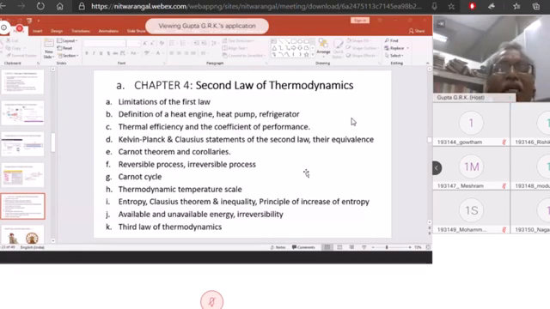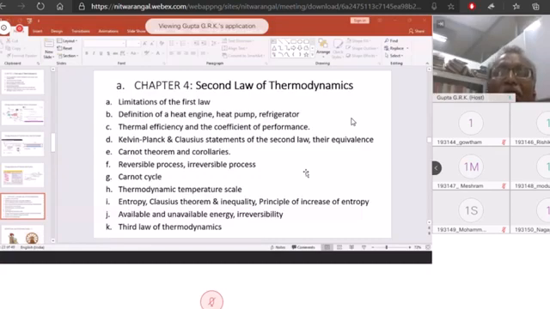And then Carnot theorem and corollaries. We will see there is a particular cycle or engine which is an ideal one and which can give the maximum efficiency. This is like a benchmark whenever you construct an engine. If you want to find out its performance, we always compare it with the Carnot cycle so that we can see how good it is.